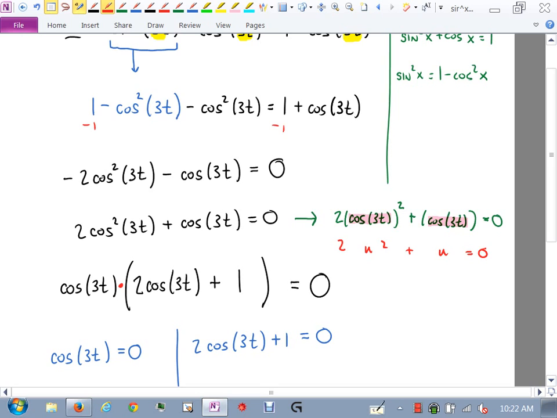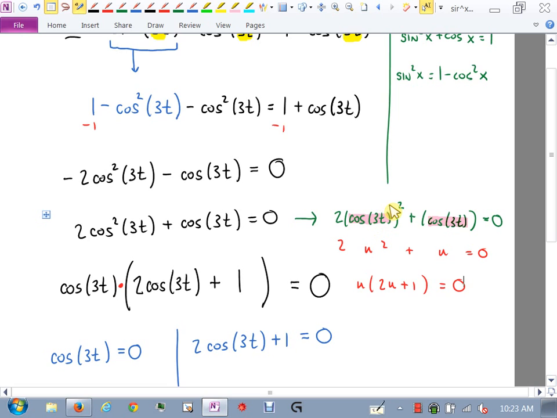But whatever's here, I also have another one here. So like imagine that that's like a u. This is like 2u squared plus just a u. And then you can factor a u out on that one. Here you could factor a u out and be left with 2u plus 1 equals 0. Right? If I have 2u squared plus u, do you agree I can pull a u out? Okay. What you have to see is that the u here is actually the entire expression cosine 3t.